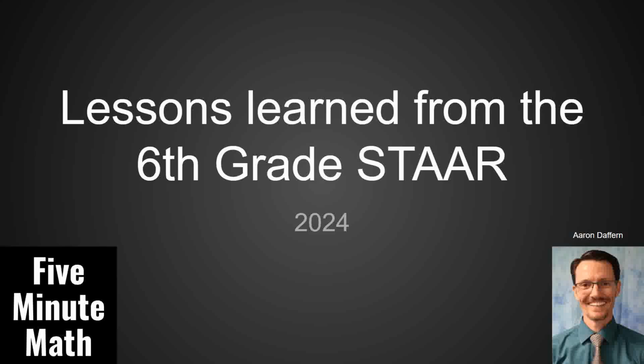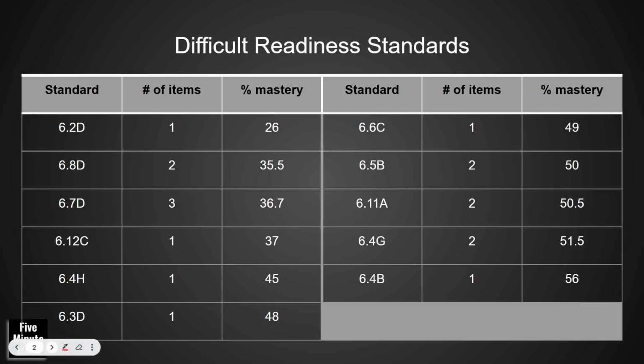Today we are looking at the 6th grade STAAR test 2024, looking at lessons learned from that test. Specifically, we are looking at readiness standards that were assessed and received less than 60% mastery on the state level. So we are going to look at the items and then really think about what the instructional implications are, and why did the students get those items wrong. So let's go ahead and get started.